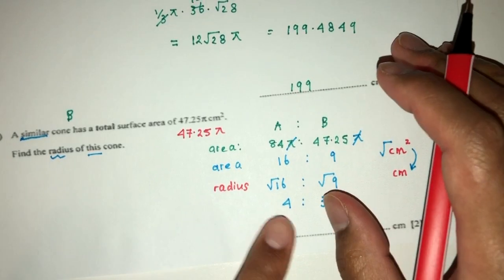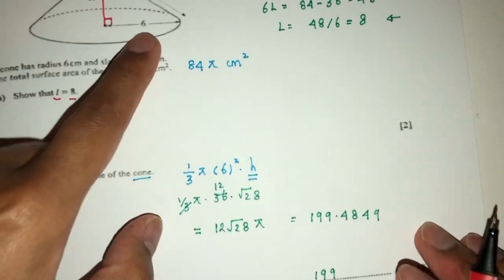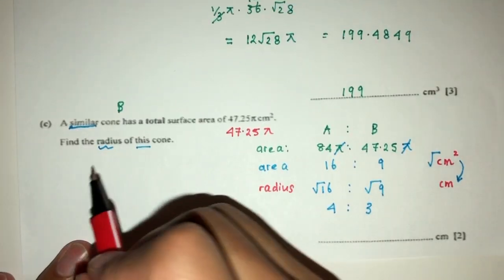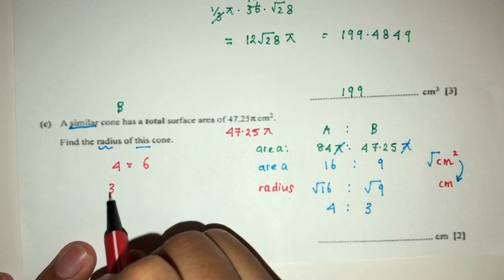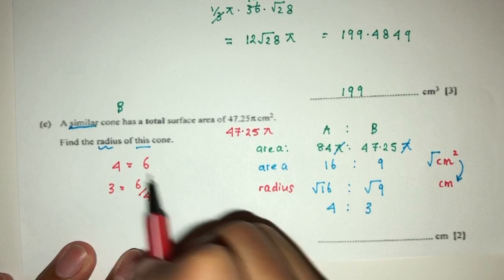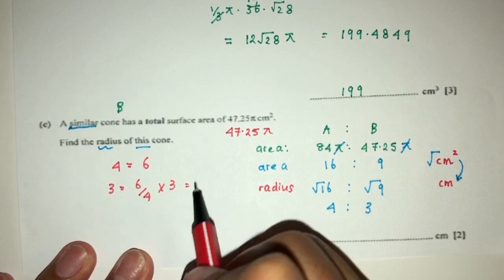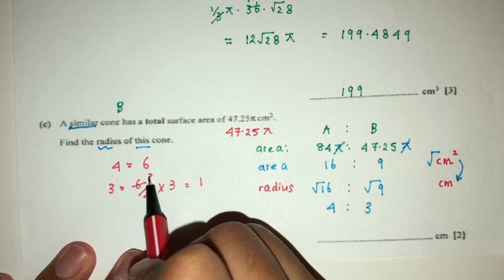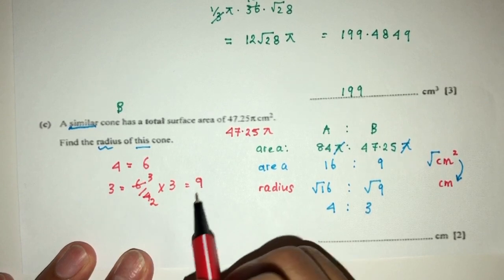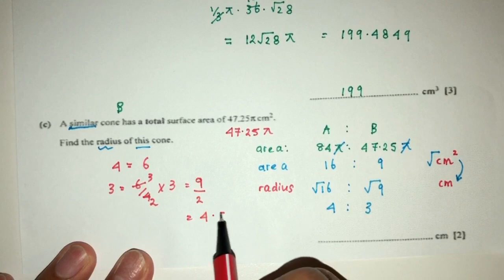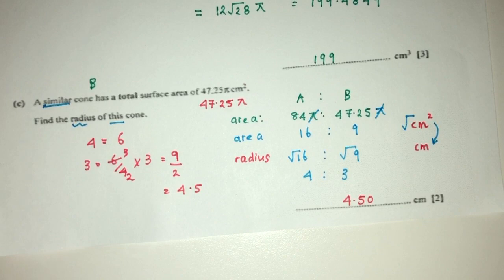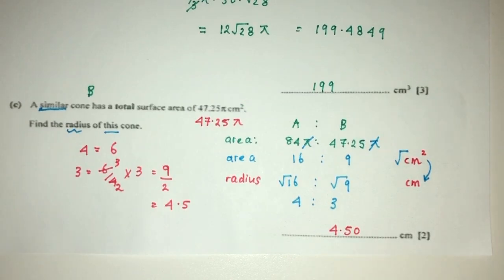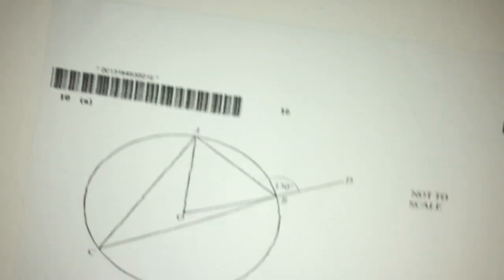So now we know for the cone A, the radius is 6. We know that 4 represents the value of 6. What does 3 represent? So 3 will be 6 divided by 4 times 3. That should be 18 over 4. So let's simplify. That should be 9 over 2, and that will be 4.5 for the value of the radius. You can write this to 3SF if you want to, and that should be your answer for part C of the question. Question number 9. Now let's move on to question number 10.